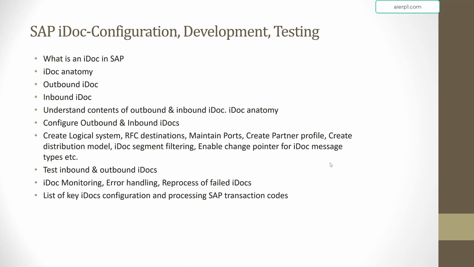Now comes the configuration part and development part. So here we will go through various steps which are required to set up iDoc in SAP system. Some of the key steps will be setting up a logical system, setting up RFC destination, maintaining ports, creating a partner profile in SAP, creating a distribution model, setting up iDoc segment filtering, change pointer, message types, etc.